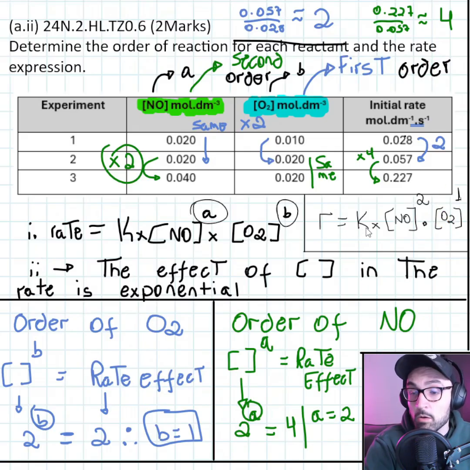And if you want to calculate the value of K for a fixed temperature, all you need to do is plug the data from one of these experiments over here and you can find the value of K. More on that later on.